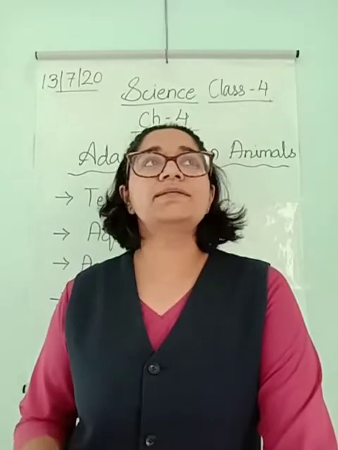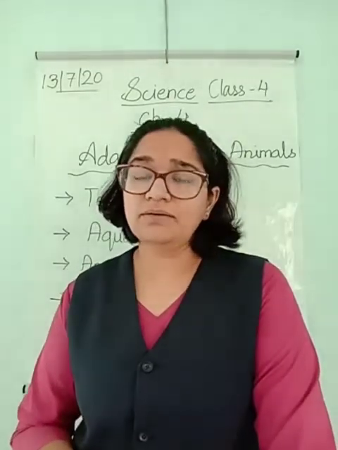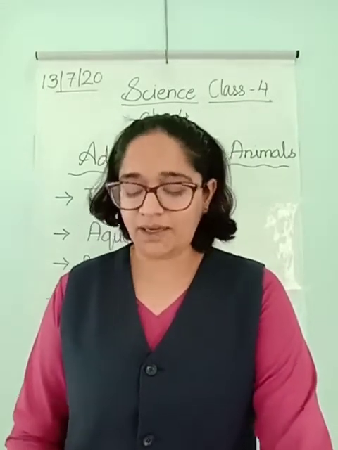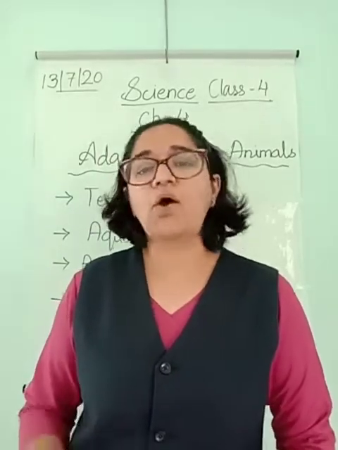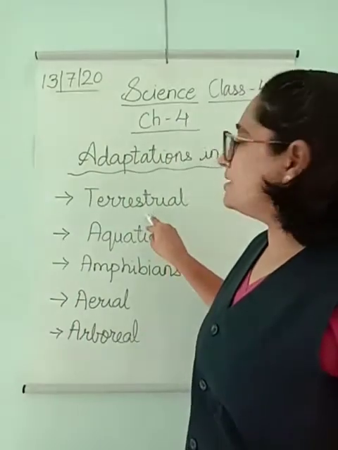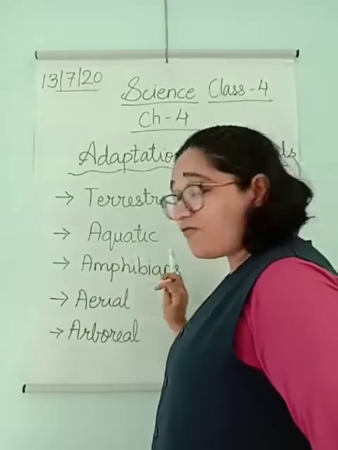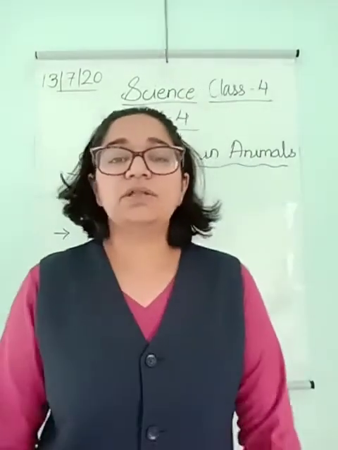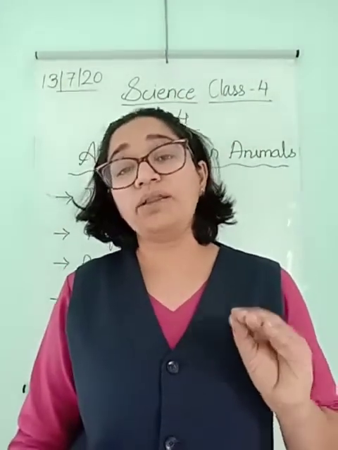Okay, for example, the animals which live in water, they are called aquatic animals, isn't it? So in this way, there are animals which are given names according to their habitats, and these animals are terrestrial animals, aquatic animals, amphibians, aerial and arboreal. Okay, so these are the 5 different types of animals that we see on earth.